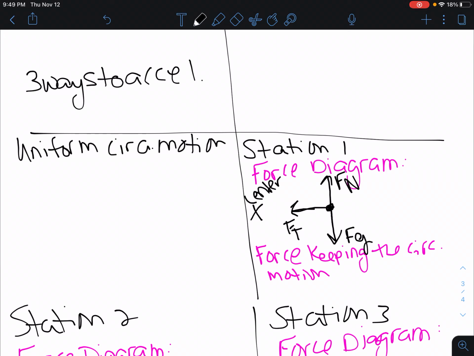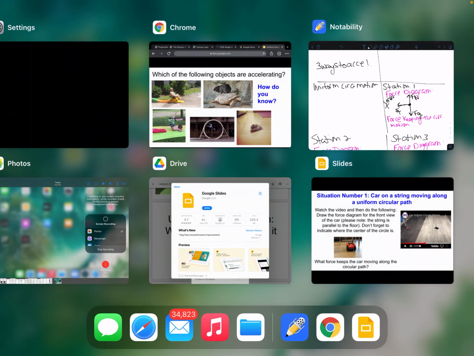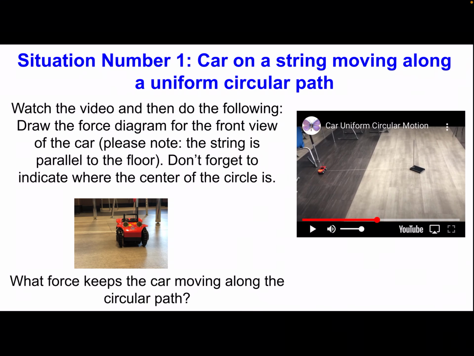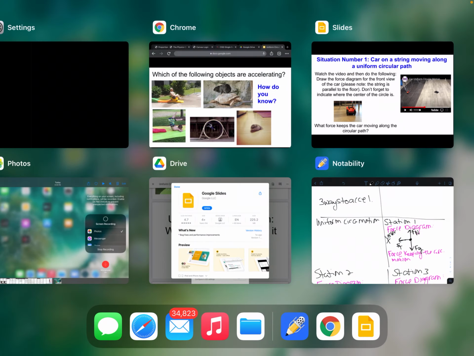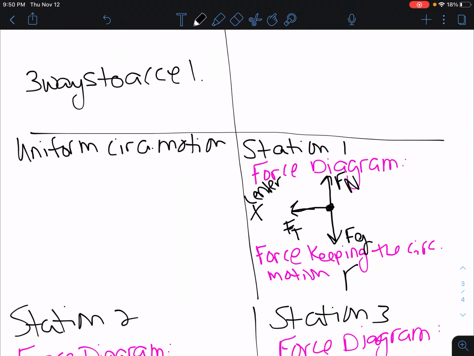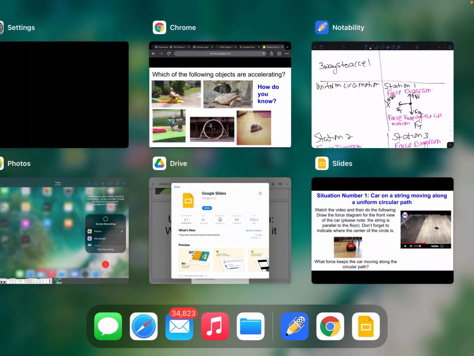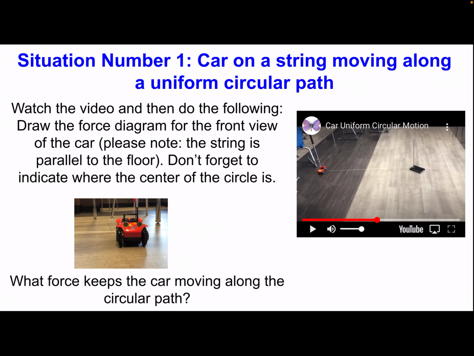So looking at this diagram, the only force that has anything to do with the center of the circle is the tension force. So the second question on the slide says, what force keeps the car moving along the circular path? Well, we can see in our force diagram that it must be a tension force. So in the case of the car moving along, it's a tension force keeping it moving in a circle. Okay, so let's go here and look at another one.